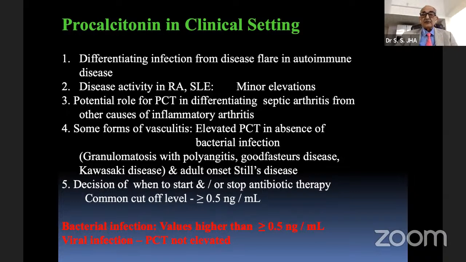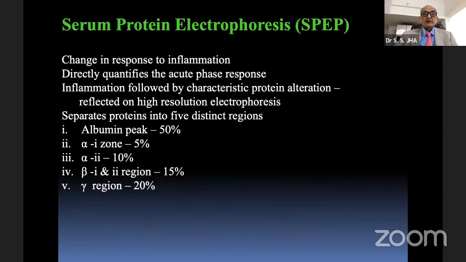In that viral infection, PCT is not elevated. It is not CRP, it is PCT which is not elevated. Another test, serum protein electrophoresis, SPEP. So protein electrophoresis of the serum is done. Change in response to inflammation directly quantifies the acute phase response.